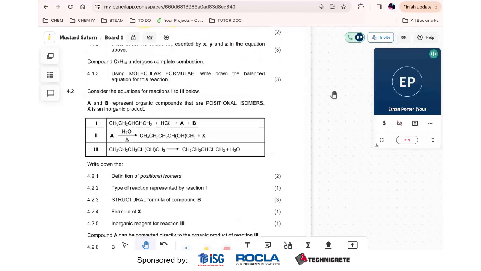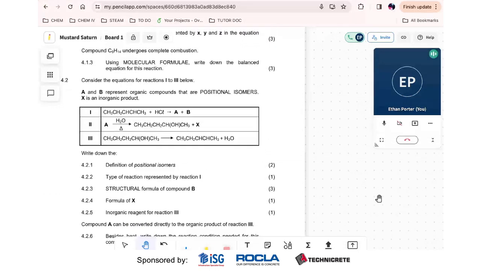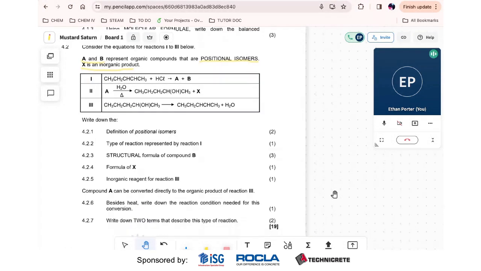Okay, moving on to the next question, question 4.2. Consider the equation below. So the reactions 1 through 3, A and B represent organic compounds that are positional isomers. X is an inorganic product. Okay, so there's some important information here. X is an inorganic product. A and B are positional isomers. All right, let's get into the question.